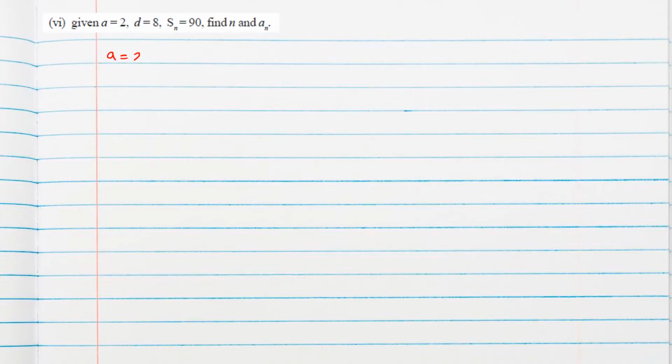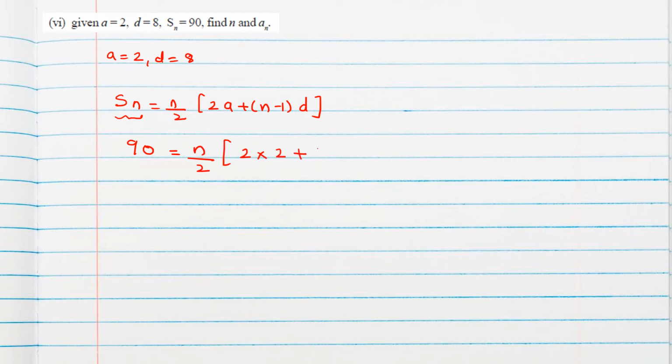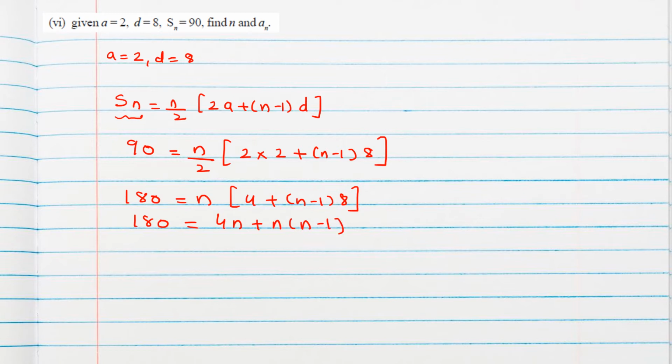a is 2, d is 8 and Sn is 90. So find n. So we'll start with the Sn formula, which is n by 2, 2a plus (n minus 1)d. Now Sn is 90, given; n is not given. 2a is 2, (n minus 1) and d is 8. So this 2 we can transfer here, 180, and 4 plus (n minus 1) 8. So 180, 4n we can write n into (n minus 1) 8.